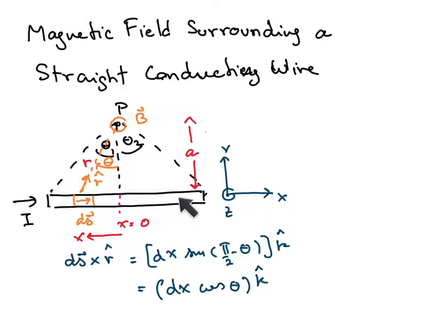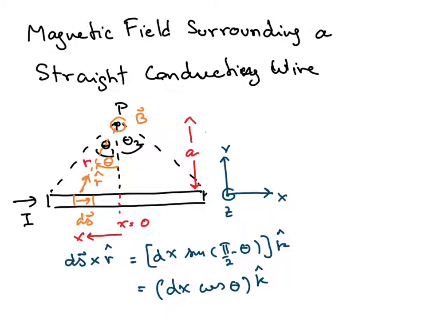Okay, at the point P here. And this point P is at the distance a from the wire. Okay, this distance a from the wire.